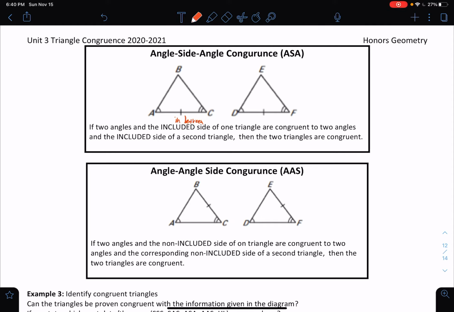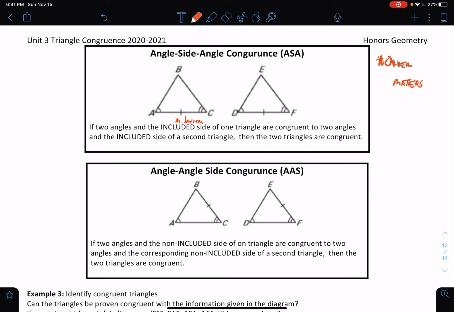Okay, and then the last one is angle angle side. Again, with all of our triangle congruency theorems, the order matters. So angle angle side goes if two angles and the non-included side, so that this side is not in between my two angles. If two angles and the non-included side of one triangle match up to two angles and the corresponding non-included side of the second, we can say that both the triangles are congruent. So remember, order matters.